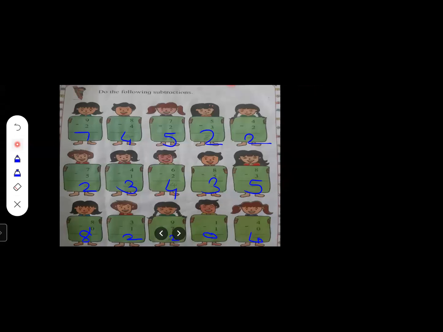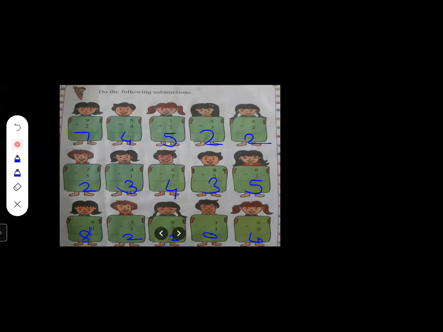1, 2, 3, 4, 5, 6, 7, 8, 9, and 10. Okay, very good. So I hope all the students have taken the screenshot of this. Today you are going to solve this page in your textbook, and you are going to use the pencil. No one is going to use pen.